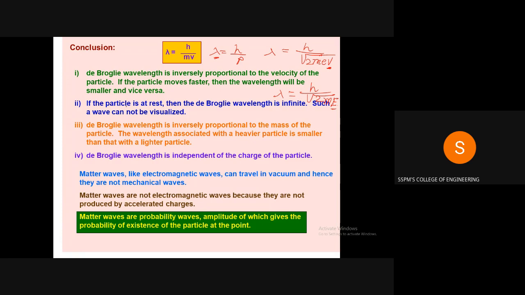Next, if the particle is at rest, then de Broglie wavelength is infinite. Such a wave cannot be visualized. De Broglie wavelength is inversely proportional to the mass of the particle.